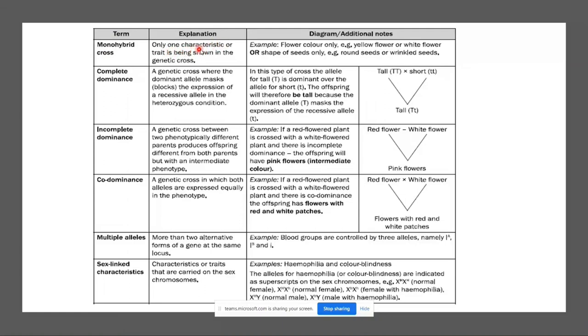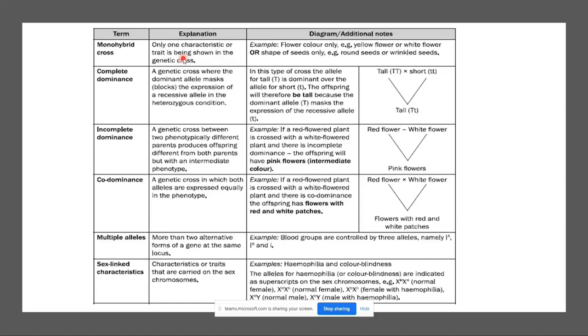Remember, another name for a characteristic in your notes, highlight or underline that word, is also known as a trait. So if you see the word trait, it just refers to a characteristic. So if I only look at one characteristic, like black hair compared to blonde hair, or brown eyes compared to blue eyes, then it is referred to as a monohybrid cross.